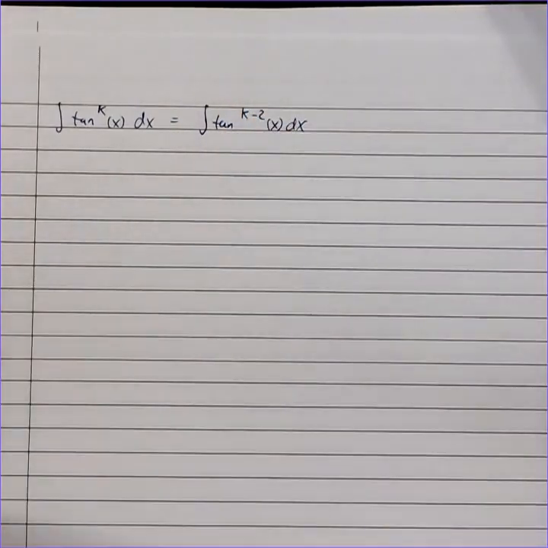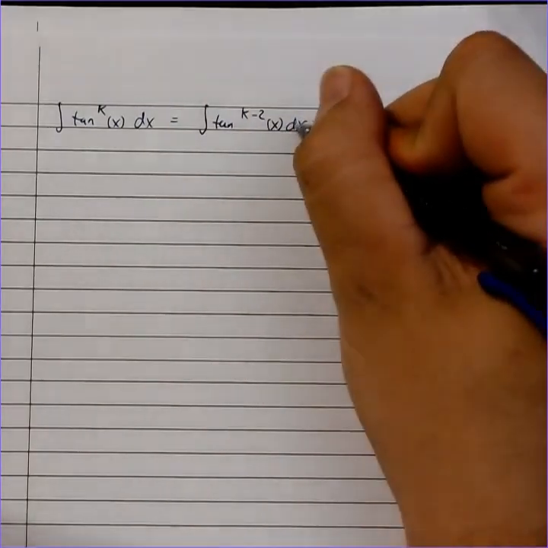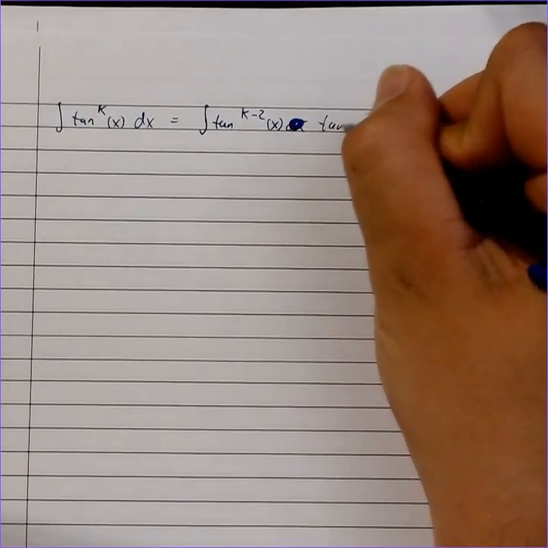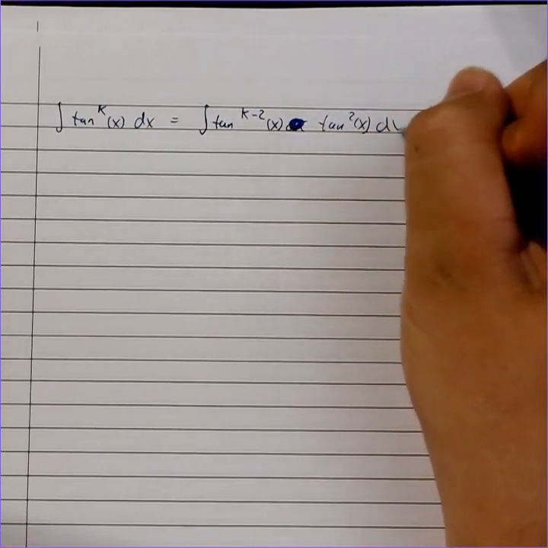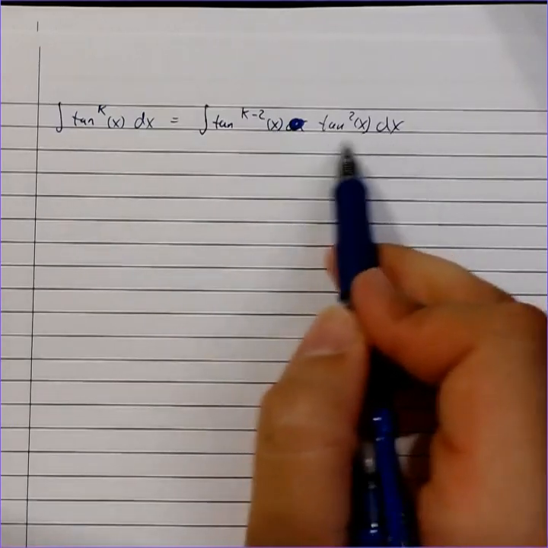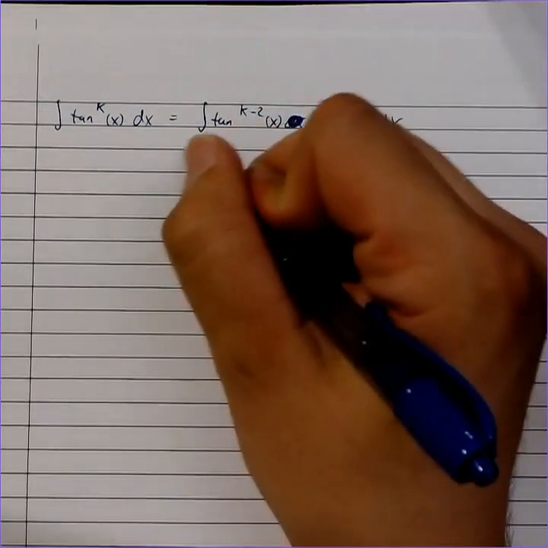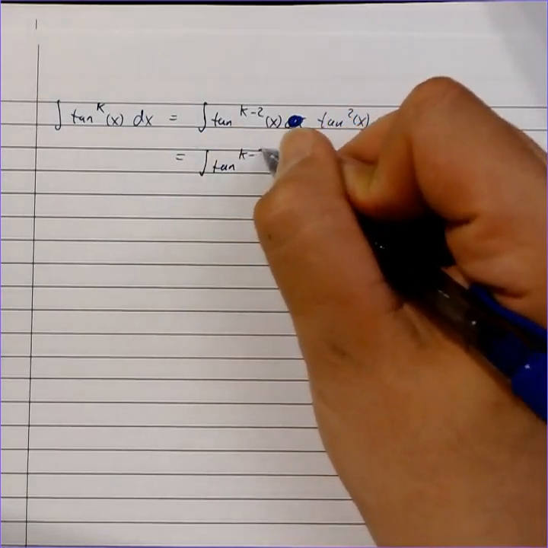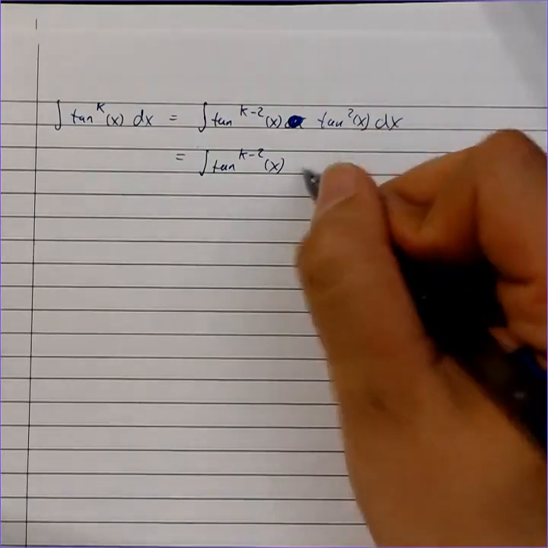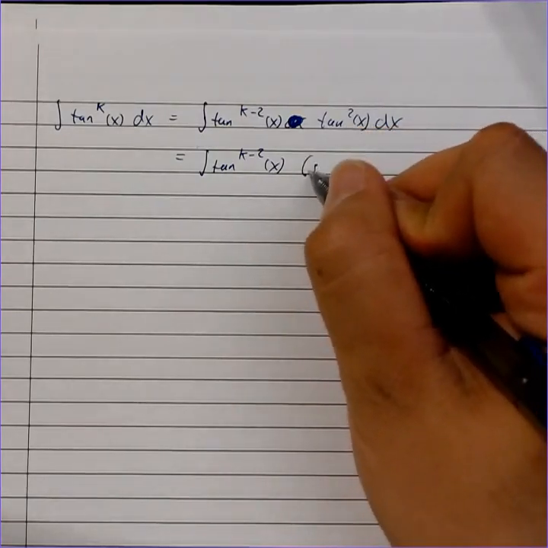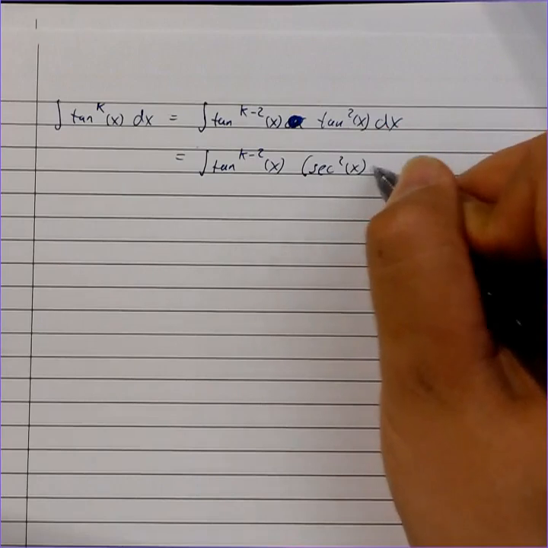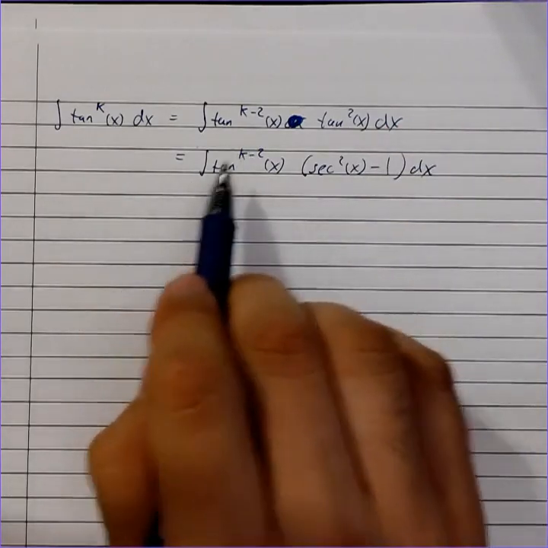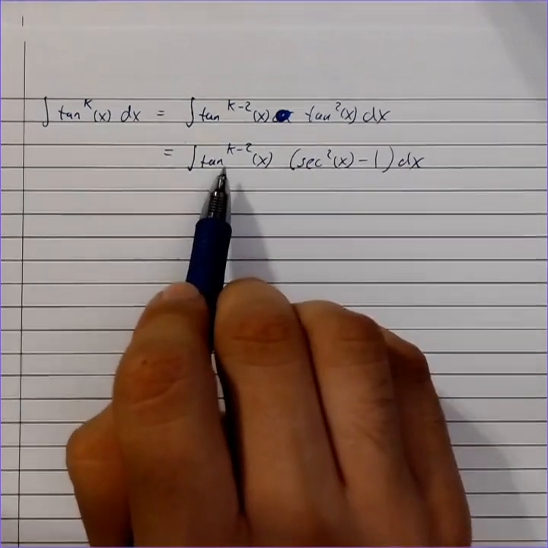So the power reduces by 2. And then over here, not dx just yet, times tangent squared of x dx. And now using the Pythagorean identity, this would switch over to give us the integral of tangent to the power k minus 2 of x times secant squared of x minus 1 dx. Once you have this, you can distribute and you'll have a new integral.